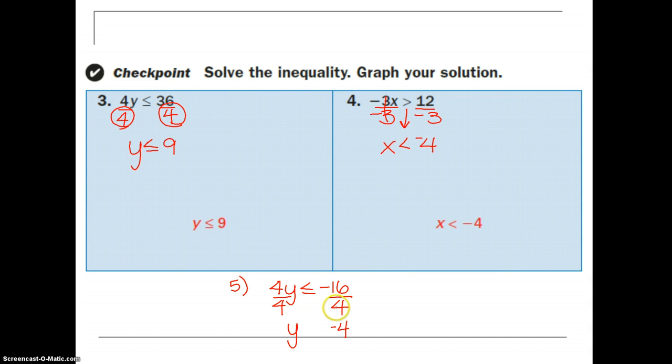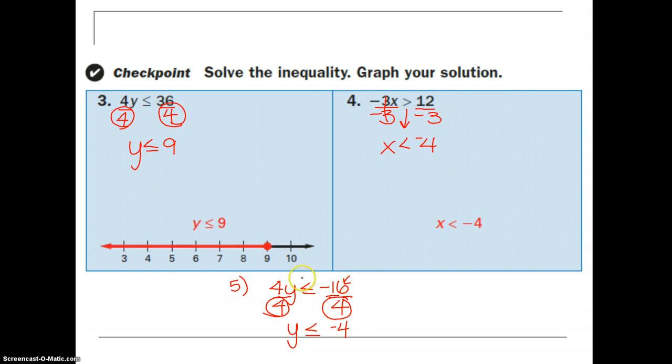Now, does the inequality symbol flip or not? Does it reverse the direction? Well, look at what you multiplied each side by. Both sides were divided by a positive 4. It does not flip. Okay? Even though this 16 up here was negative, it has nothing to do with that. It has to do with what you were physically moving to the other side, what you were dividing each side by or multiplying each side by.